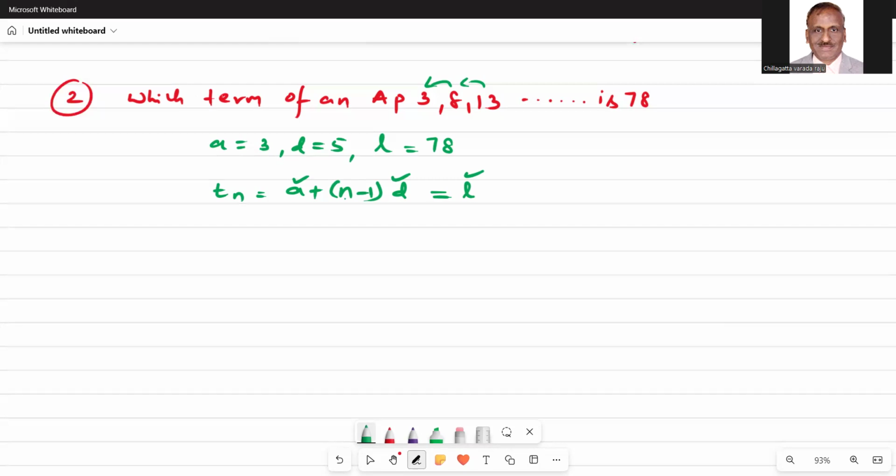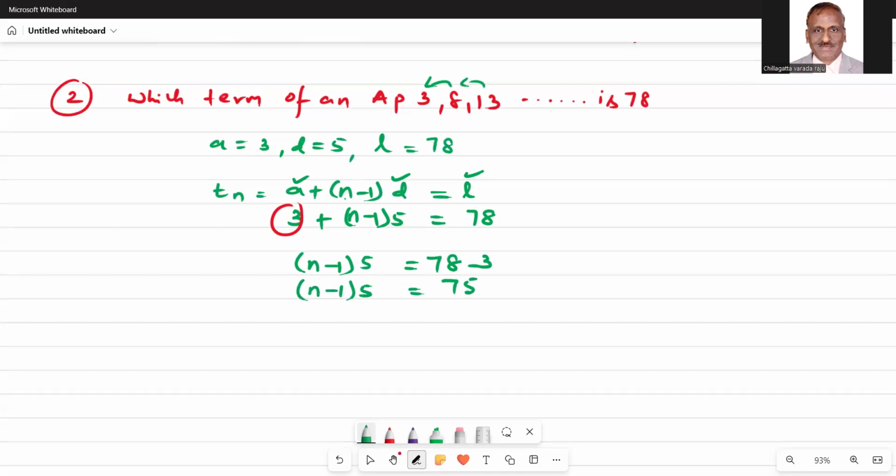What is A? A is 3, plus (n minus 1) into common difference, which is 5, is equal to the last term, 78. What I will do is transpose this 3 to the RHS. So this will become (n minus 1) into 5 is equal to 78 minus 3. That is (n minus 1) into 5 is equal to 75. You need to find the value of n. That means divide both sides by 5, and we will eliminate that 5. This 5 and 5 will cancel.